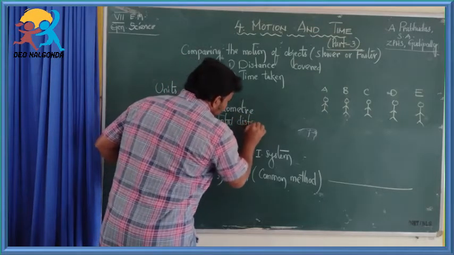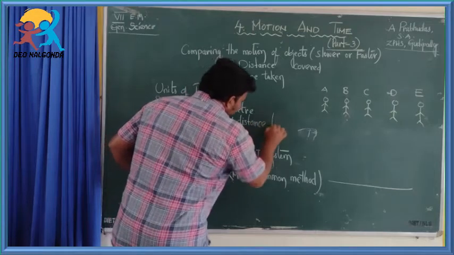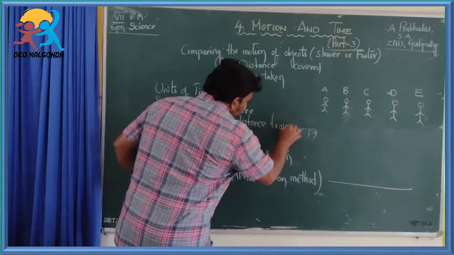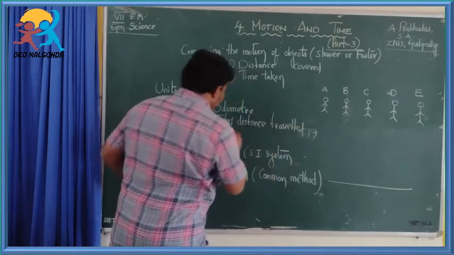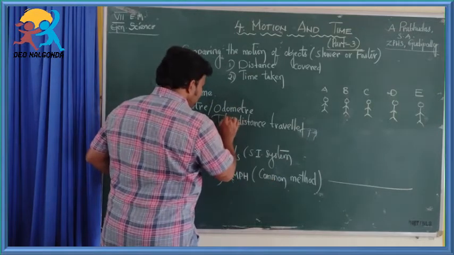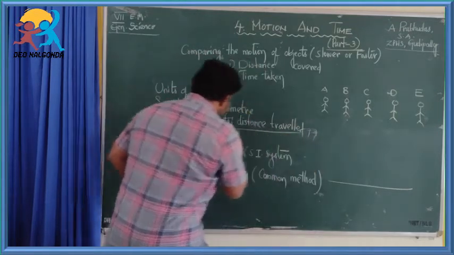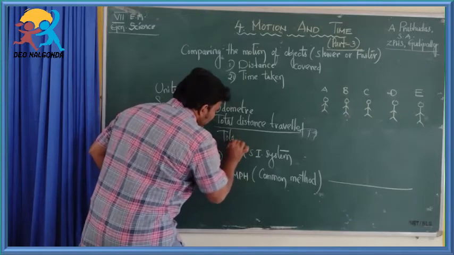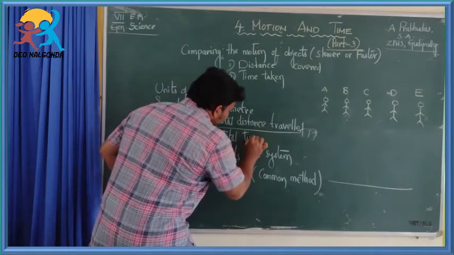Average speed is the total distance travelled by a vehicle by total time taken.